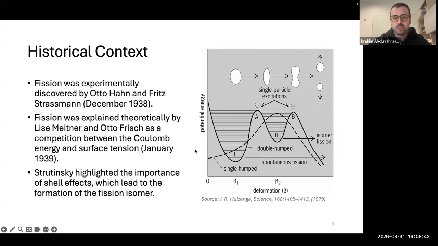There's a little bit more to the picture. This is something known as a potential energy surface. Potential energy is a function of deformation. In the 1950s, Strutinsky highlighted that actually you have a metastable state due to quantum mechanical shell effects at finite deformations. And I'll show you the actual picture is slightly more involved than this as well.